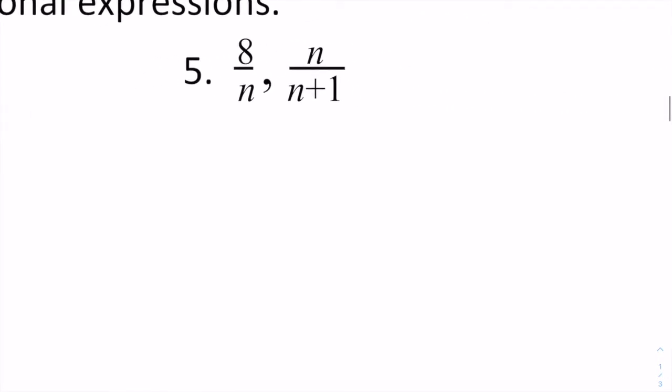Okay. The next one, so this is like our other example. If you have a binomial by monomial, you just multiply them out. It's like n times n plus 1 is going to be your LCD.